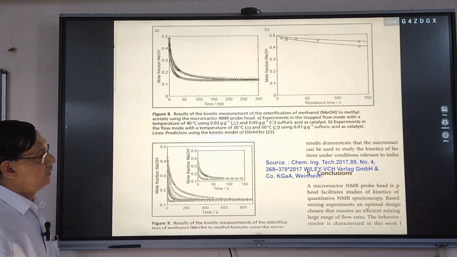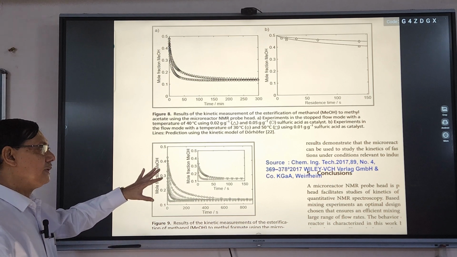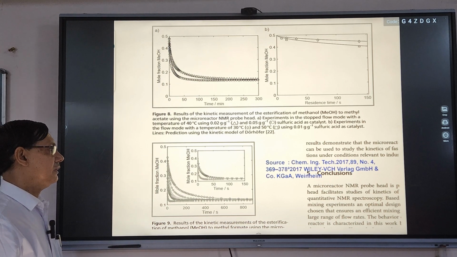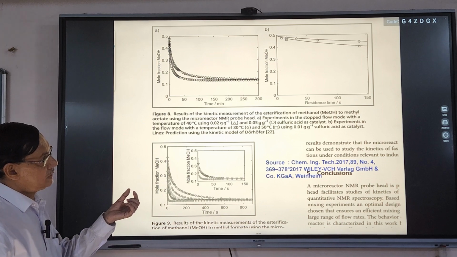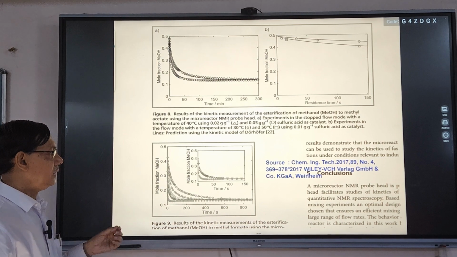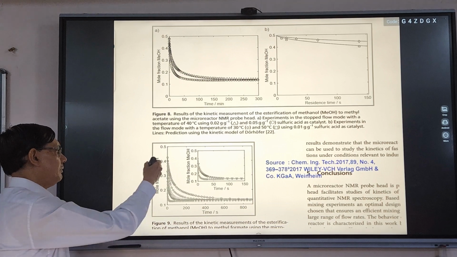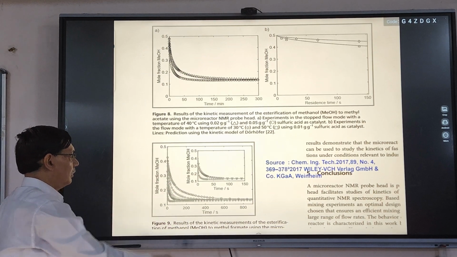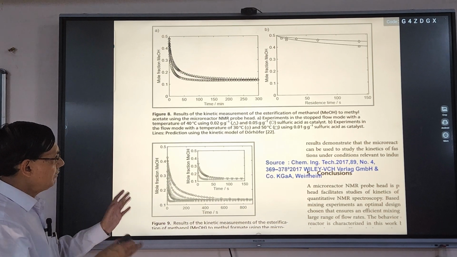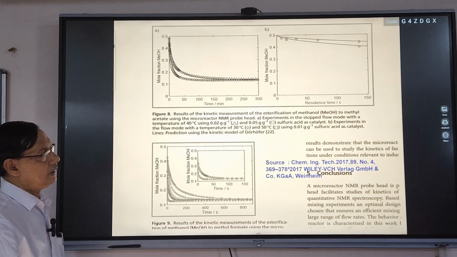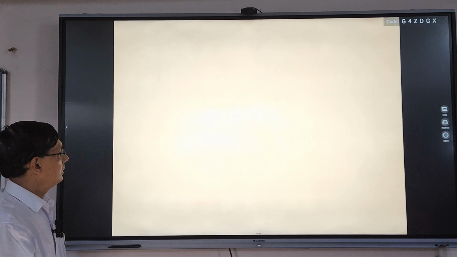That is what they are trying to express, that any type of reaction can be studied, but we need a special type of device so that we can pump that solution. Same thing with respect to time and mole fraction, with the help of chemical shift, everything can be calculated like that. Thank you.